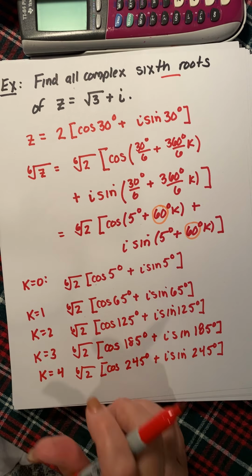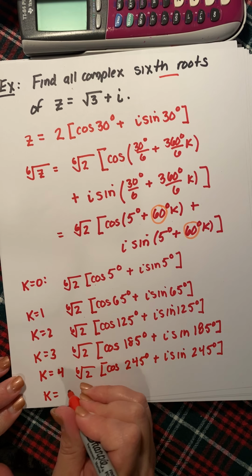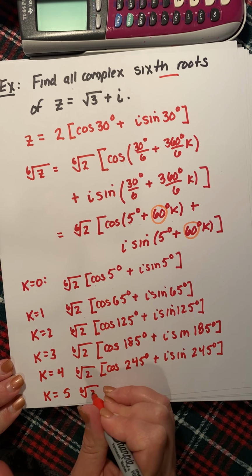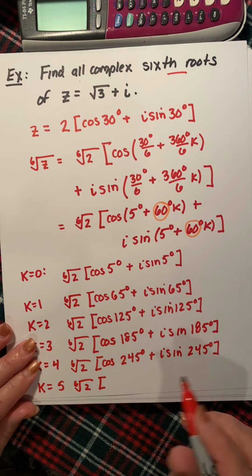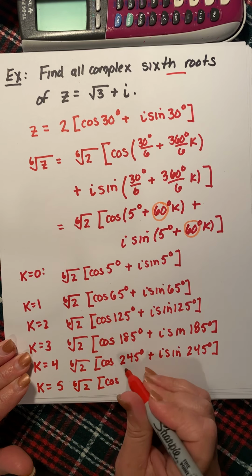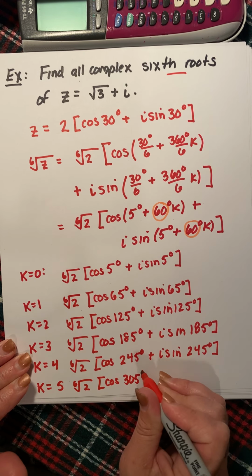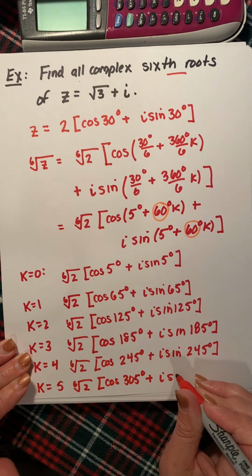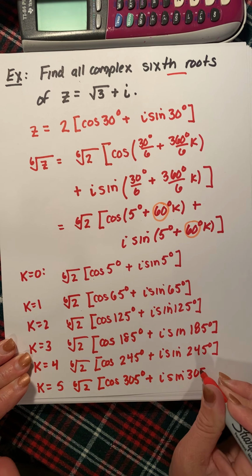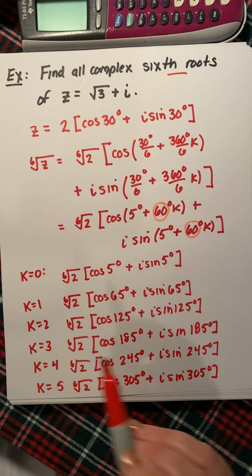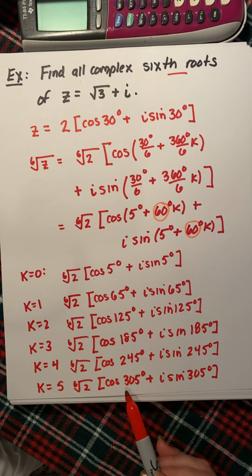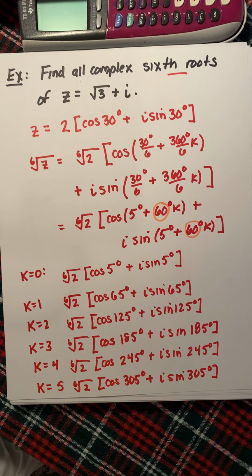Now notice if we added another 60, we would be at 365 degrees, which would be coterminal with 5 degrees. So we would be right back where we started. So these are the 6th roots of the square root of 3 plus i, all in trigonometric form, because none of these are nice angles, so I'm not going to take the time to do all the work, because literally it would be hours doing this. But at least you saw the process.